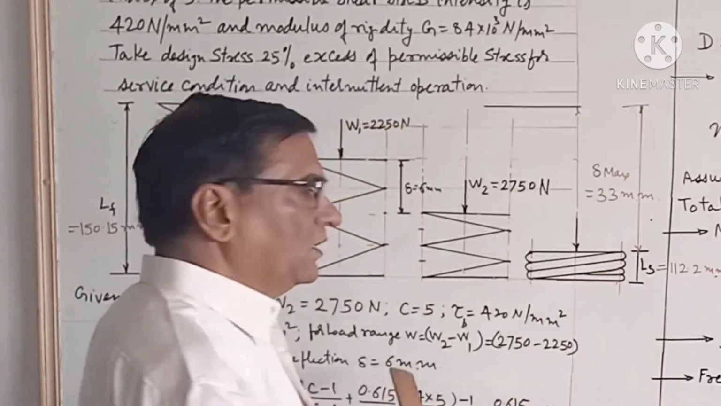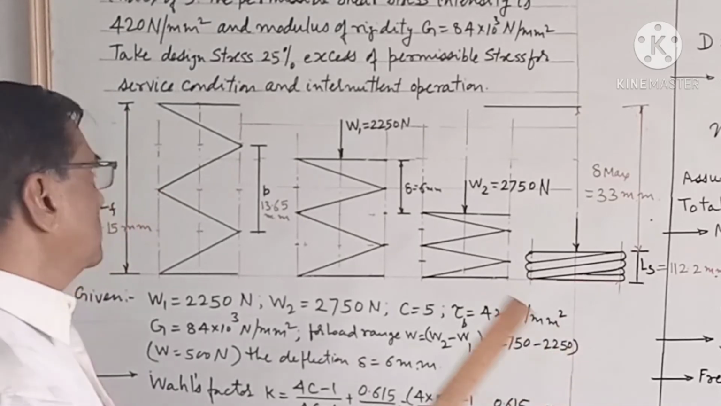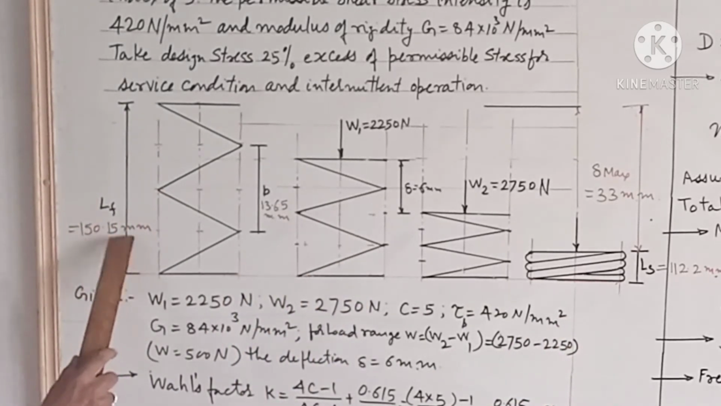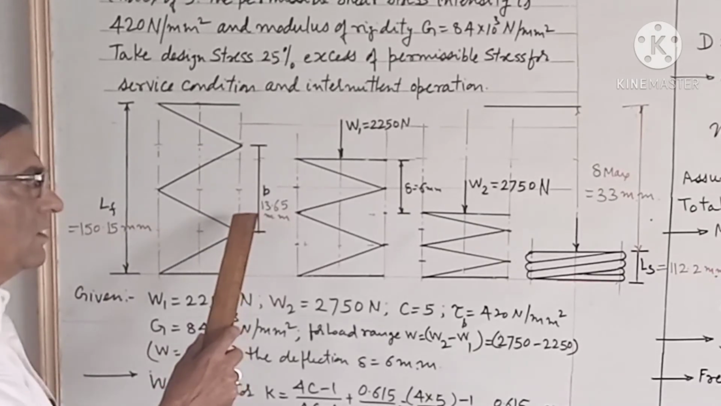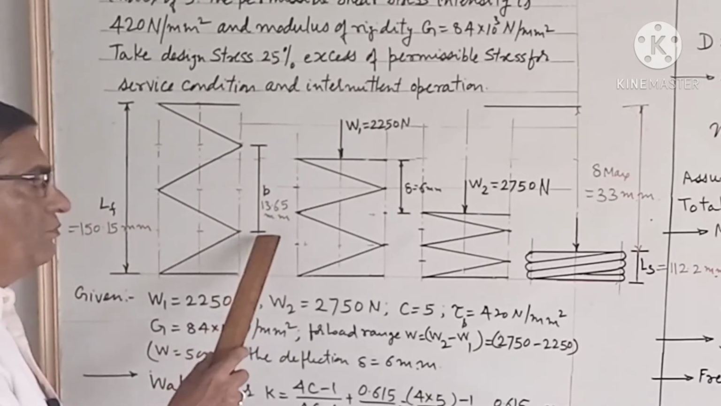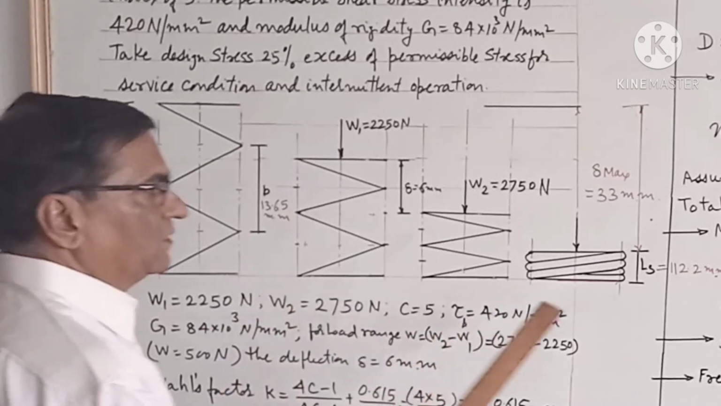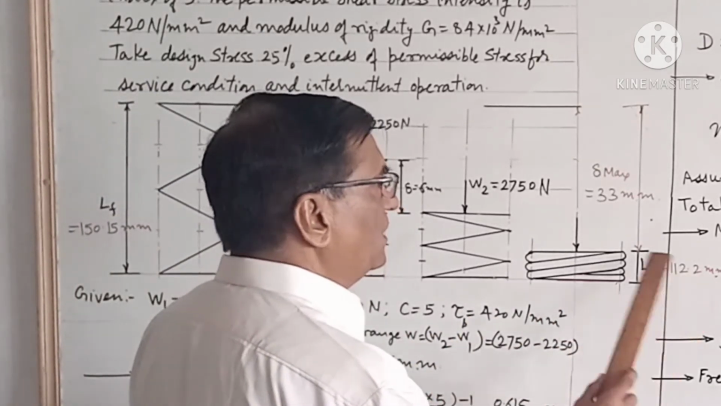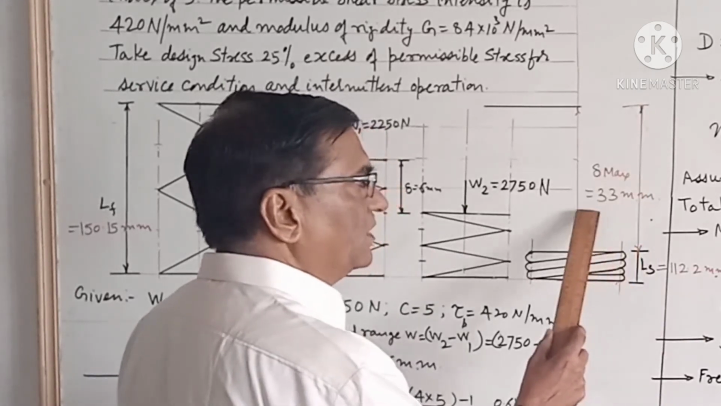In the figure we have mentioned the answers. The free length comes out to be 150.15 millimeter, pitch comes out to be 13.65 millimeter, and solid length comes out to be 112.2 millimeter. Maximum deflection comes out to be 33 millimeter.